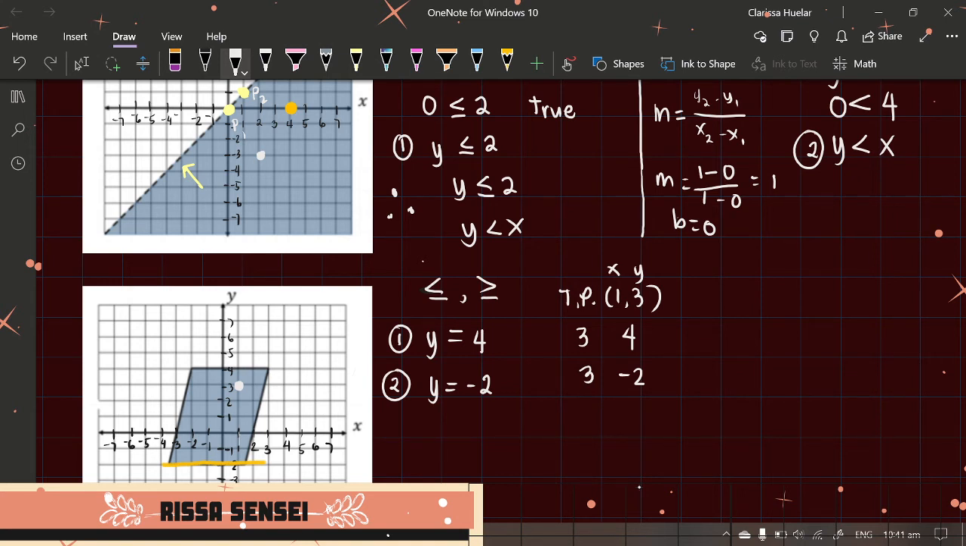3 is less than 4. So, ang gagamitin natin ay less than or equal to. Ngayon, ang ating first inequality ay y less than or equal to 4. Kopyahin nyo lang yung ginamit nating inequality doon sa test point. Pangalawa, this is true na. Pangalawa, 3 is it greater than or less than? Of course, it's greater than negative 2. So, ang gagamitin nating inequality ay greater than or equal to. Yan. Meron na tayo kagad dalawang inequality.